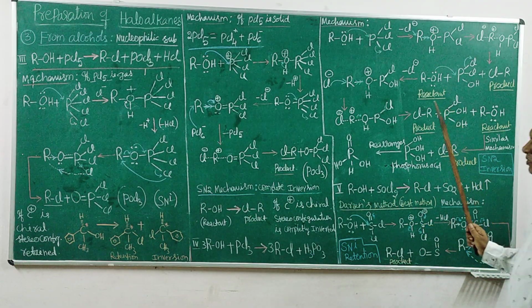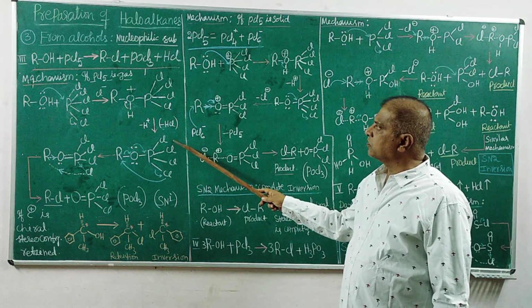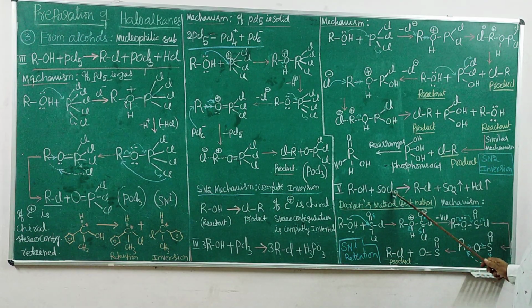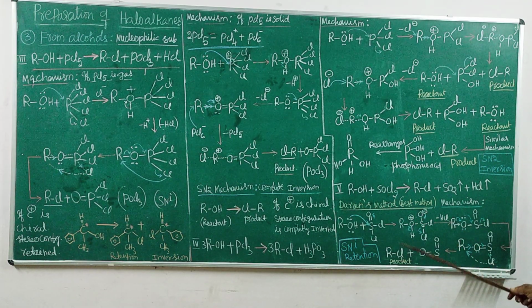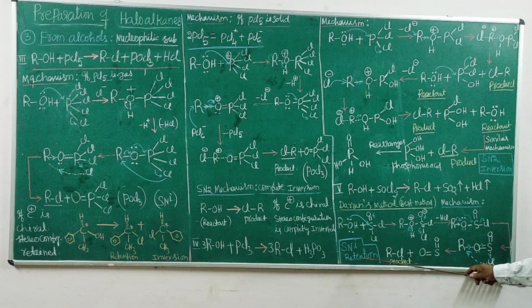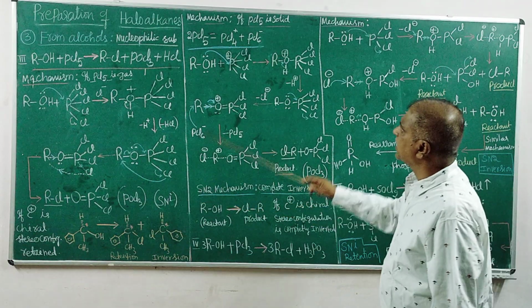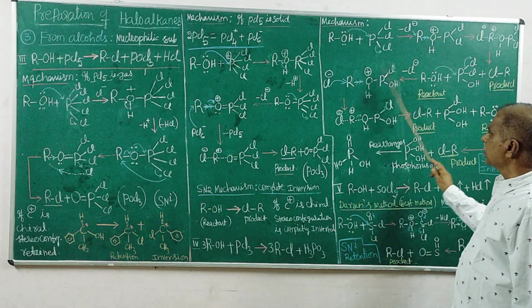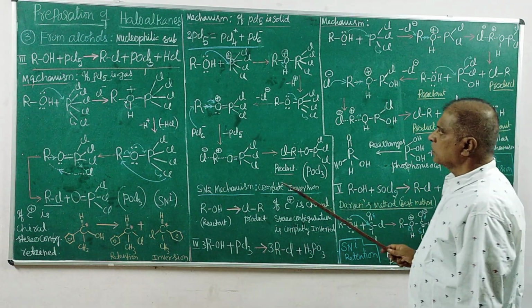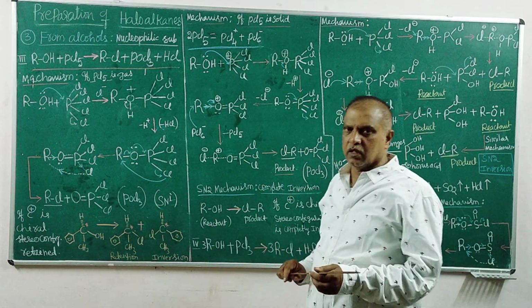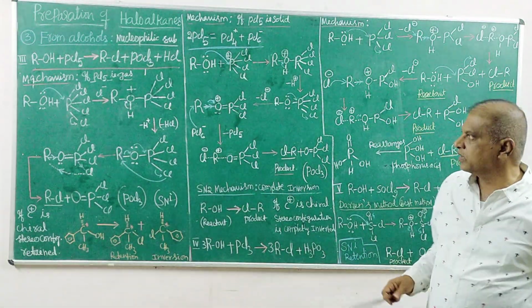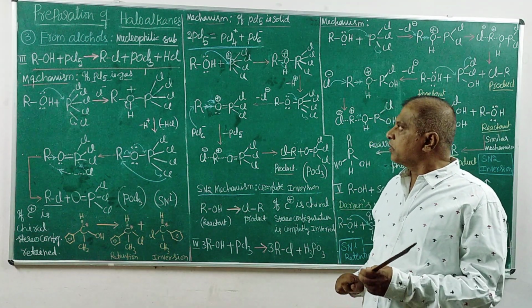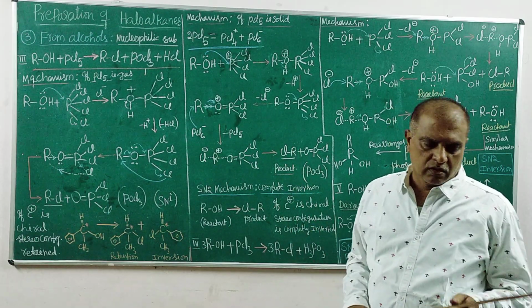So in this case, PCl5 in the gaseous state acting on this is SNi mechanism, and the action of SOCl2 on alcohol is also called SNi mechanism. It is retained. But in this case, it is SN2 mechanism. It is inverted. These are the mechanisms. This is also important in examinations, like competitive examinations. That is why we need to discuss the mechanism of these reactions, with their formation or the preparation of the halides. Thank you.